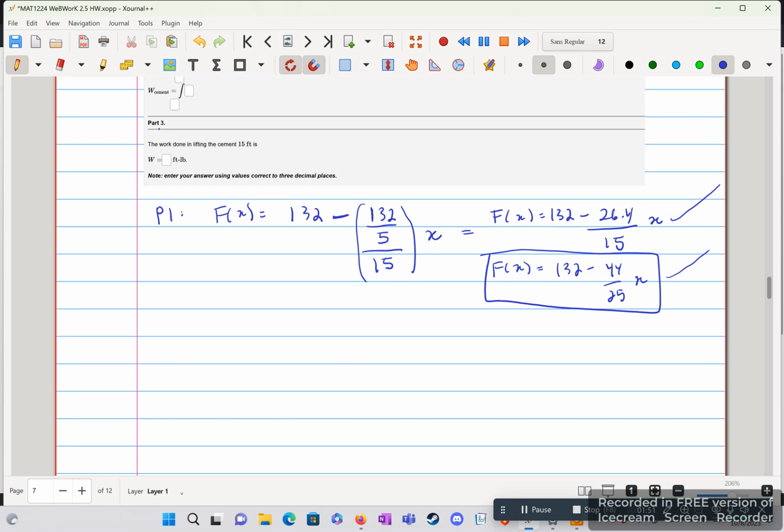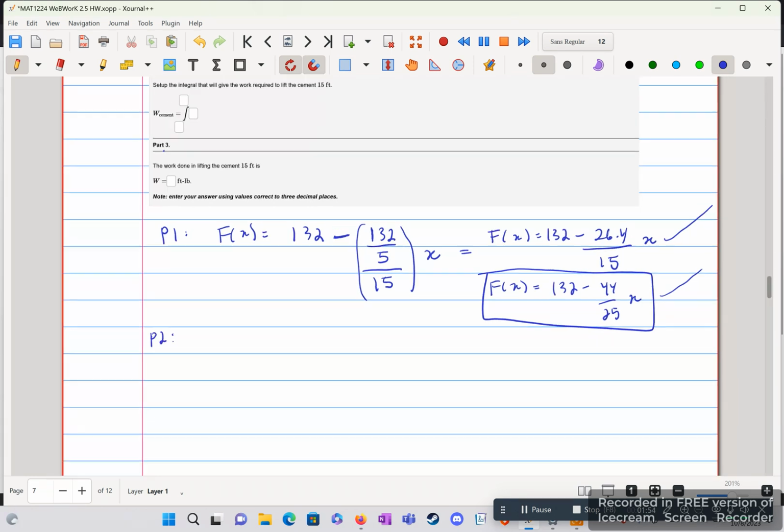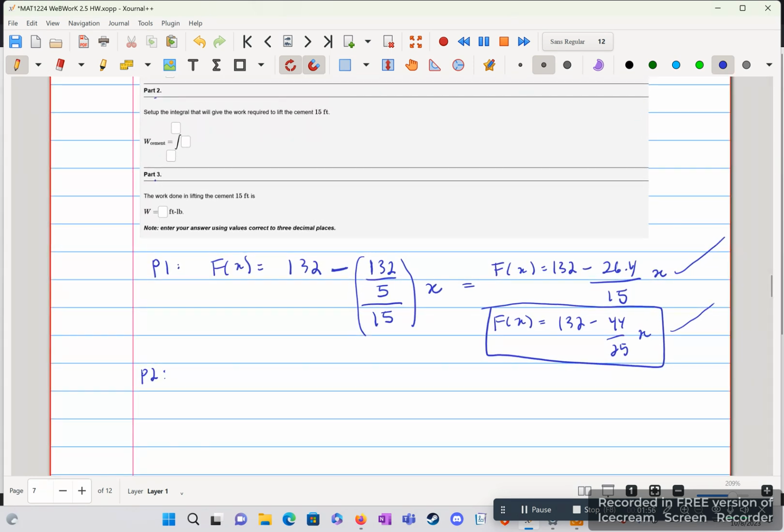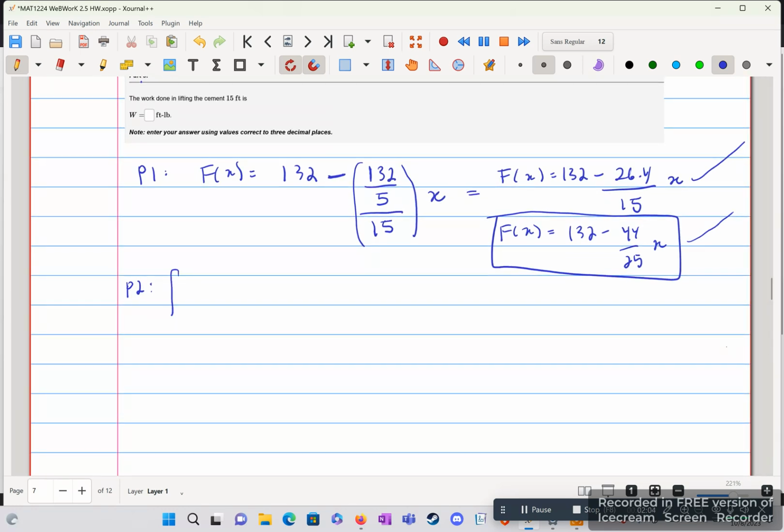Part two, let's write it down, is solve the integral required to lift the cement 15 feet. Okay, well, we have our f of x here. We know it's from 0 to 15. That's the setup. As simple as that. The integral from 0 to 15 of 132 minus 44 over 25x dx. And that is it.